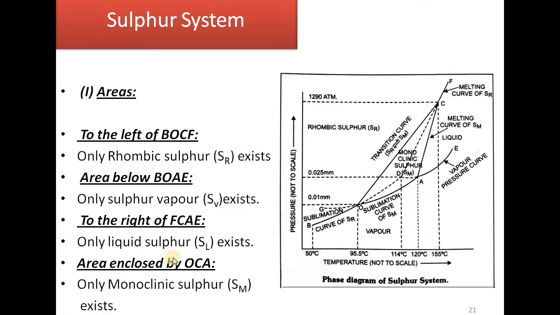Now the different areas are here. To the left of BOCF we have rhombic sulfur; there is only rhombic sulfur in the area left of BOCF. The area below BOAE has sulfur in the vapor form; only sulfur vapor is existing here. To the right of FCAE, only liquid sulfur is existing, which is represented by SL. The area enclosed by OCA has monoclinic sulfur, which is represented by the symbol SM.